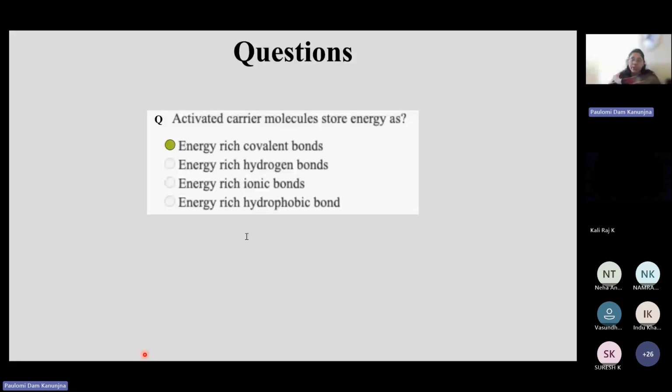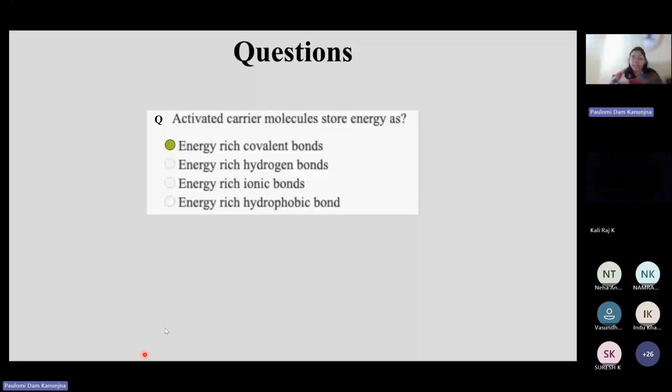Why the other options are incorrect? If you see, it says rich in hydrogen bond, but a hydrogen bond is a weak bond. It says energy rich ionic bonds. Ionic are basically the bonds which dissociate in water. So it's not what is meant here for activated carrier molecules. And hydrophobic bonds are not energy carriers, they are entropic, right? So that's why it's covalent bond.